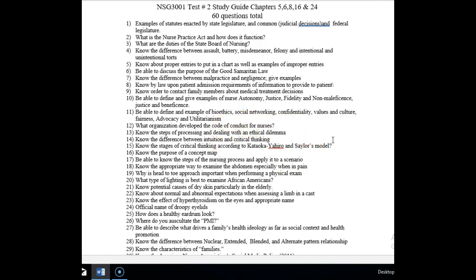What organization developed the code of ethics? And remember, the ANA and the ICN are the ones that set the principles of behavior for the nurses to embrace. We discussed that.